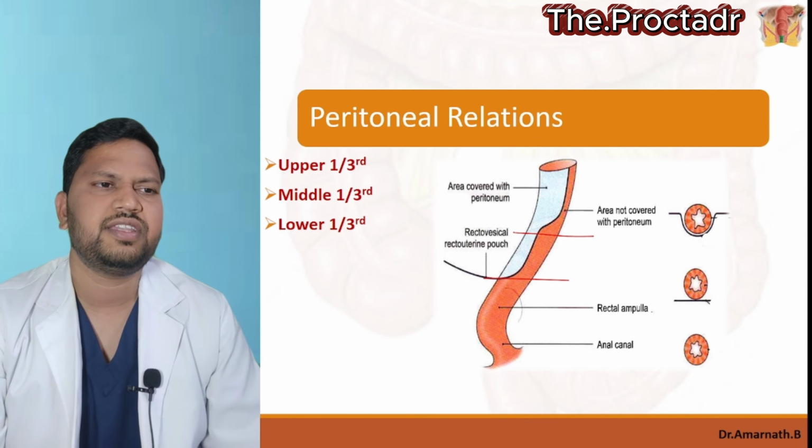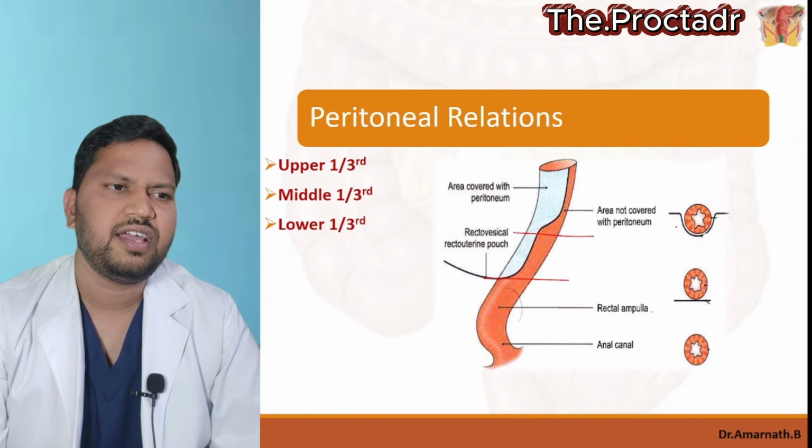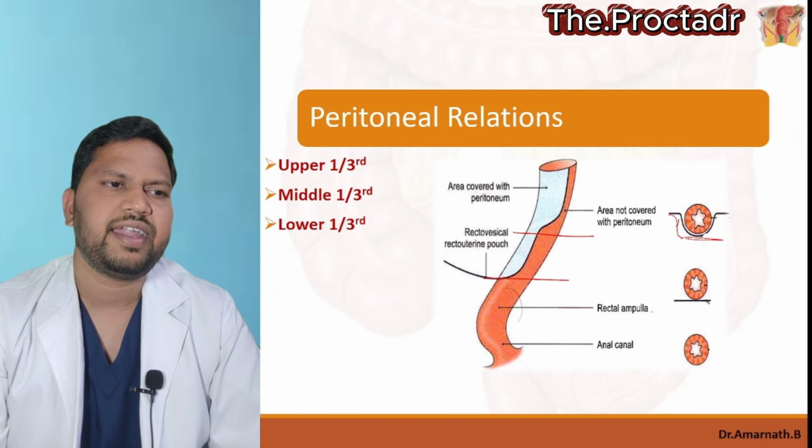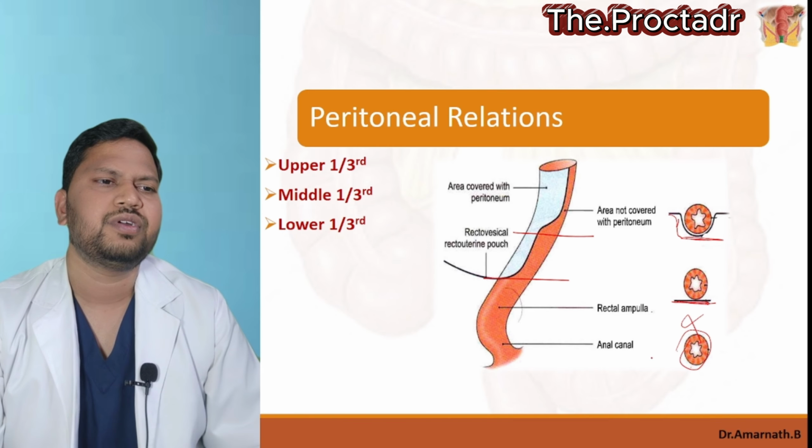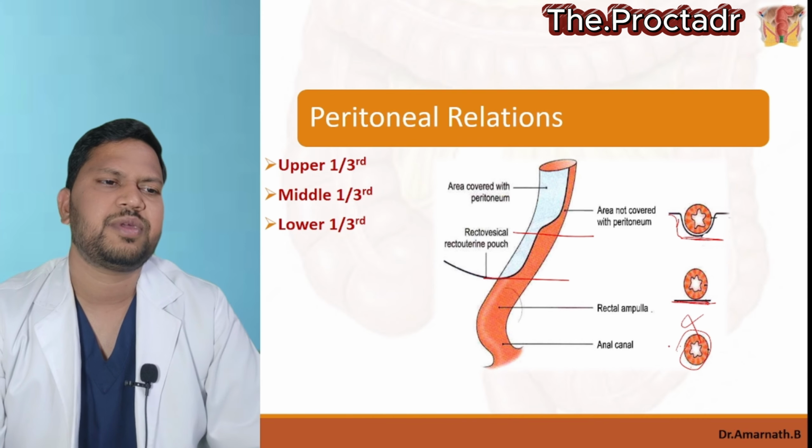Understand? In this cross section image we can see here. The upper one third part is covered laterally and anteriorly, whereas the middle one third is covered only anteriorly. The lower one third doesn't have any peritoneum, so it is called the extraperitoneal part of the rectum.